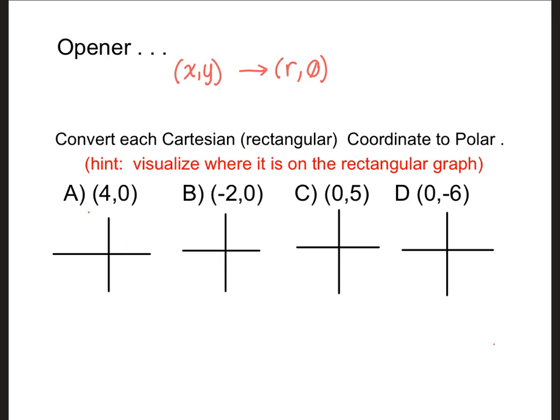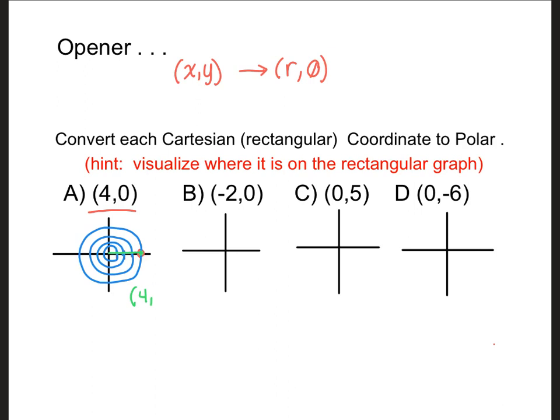If we take the point 4, 0, now I did say to visualize where it is on the rectangular graph. So if I was to plot this on a regular rectangular or Cartesian grid, I would plot the x value of 4, y value of 0, this point would fall right here. Now, if we overlay a polar grid to that, remember that we would have these circles moving out, we can see that the radius that we are at is going to be a radius of 4, so there's my r value.